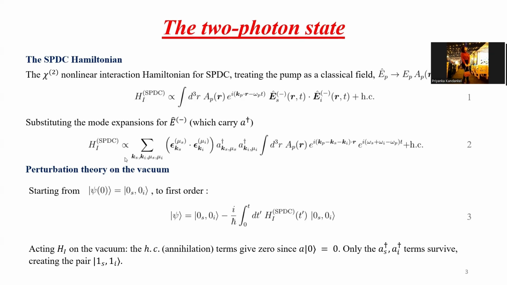And when this interaction Hamiltonian acts on the vacuum, the Hermitian conjugate terms, which contain the annihilation operator, give zero. This means that only the A_s dagger and A_i dagger terms survive, which help in creating ket 1s and ket 1i.